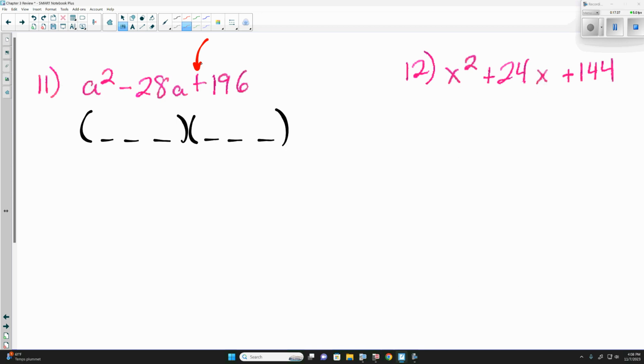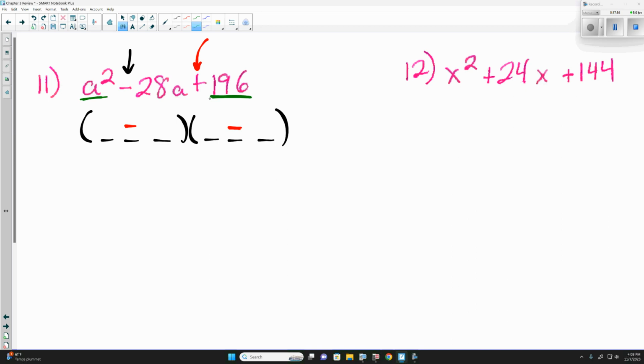Since the third term is positive, the signs are the same and match the sign of the middle term. If the third term was negative, the signs would be opposite. Here, the third term is positive, so the signs are indeed the same, and they do match the sign of the middle term. So we have minus and minus.